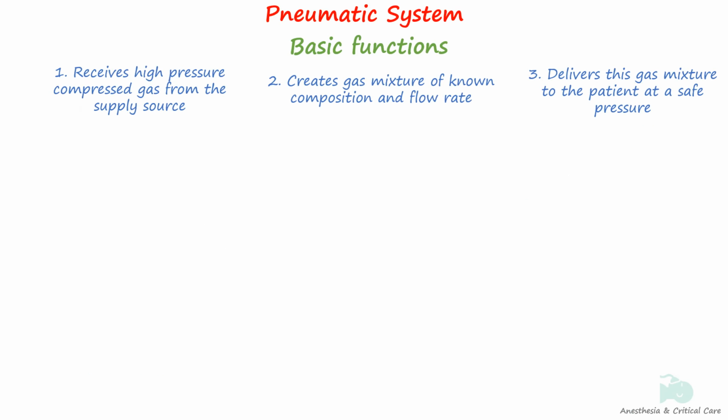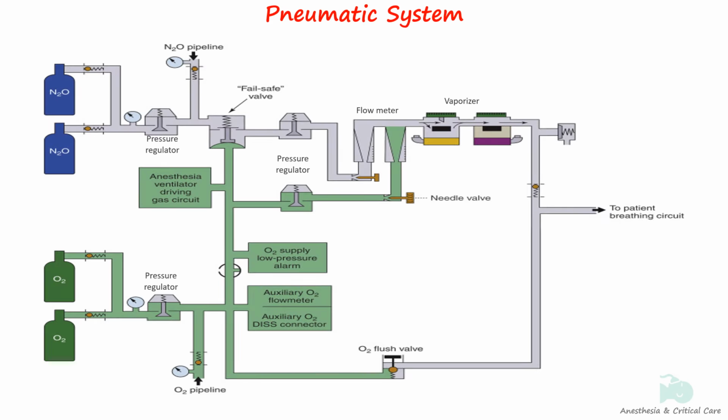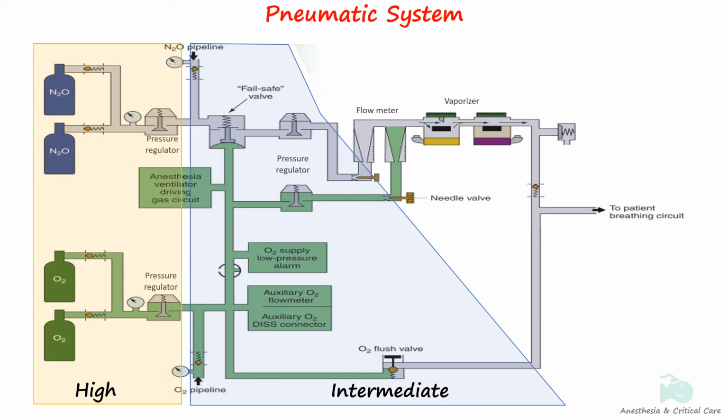An anesthesia machine receives a high-pressure gas supply from either cylinders or a pipeline system and controls the gas flow to ensure a safe pressure for patients. This pneumatic function is achieved through a graded reduction of the pressure using 3 pressure-reducing zones within the anesthesia machine. These zones are high, intermediate and low-pressure systems.